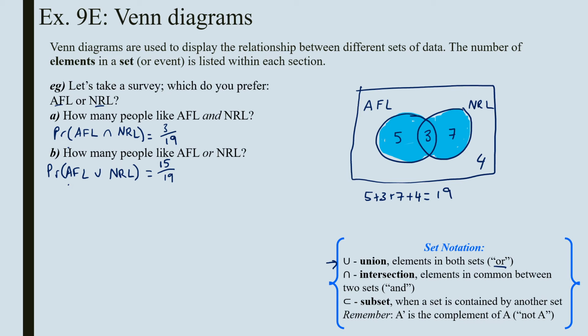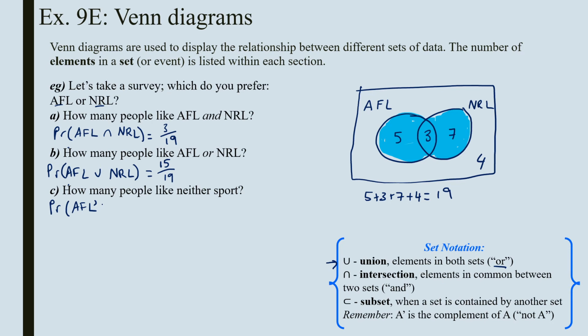Okay, I have a 15 out of 19 chance of selecting a student in the class who likes that sport. Finally, I want to look at how many people don't like either sport. The way that we list that is we can write it a few different ways actually. We can write what is the probability that they don't like AFL. So we look at the complement.